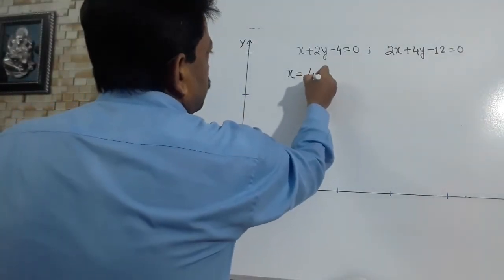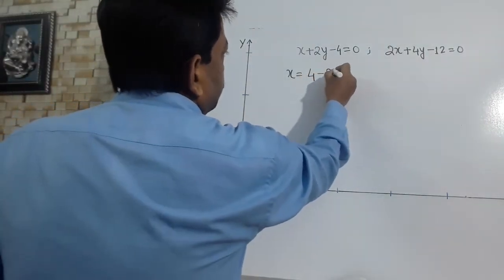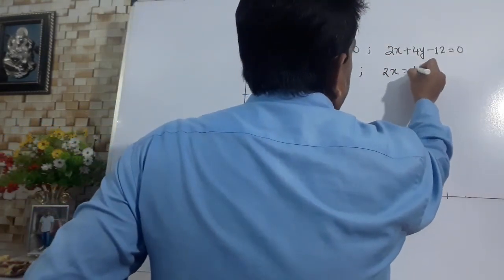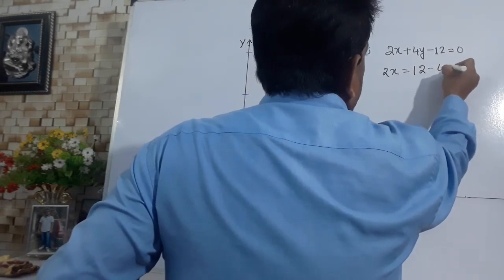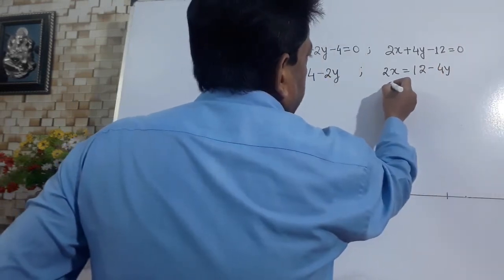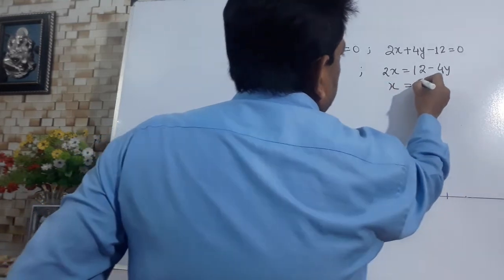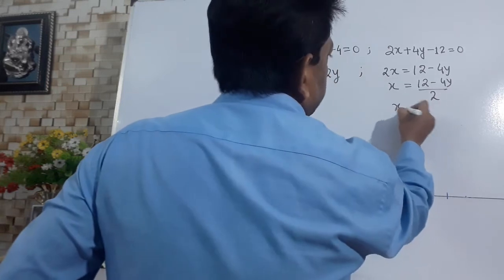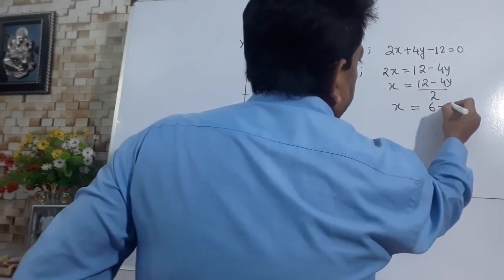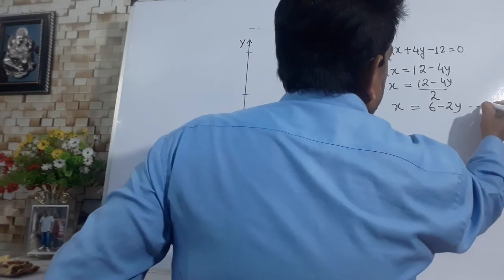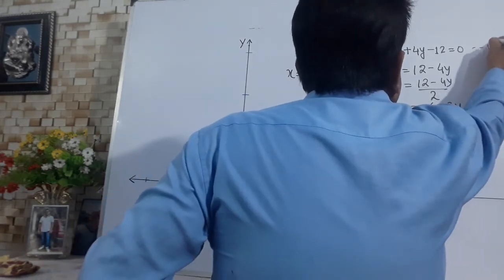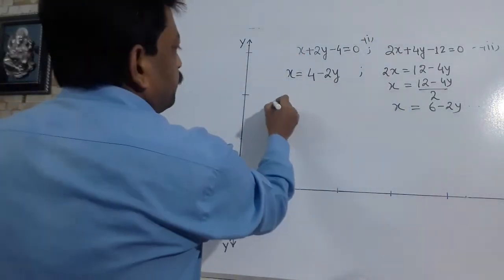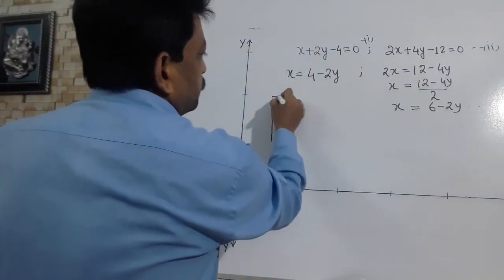So here it is x equals 4 minus 2y, and here it is 2x equals 12 minus 4y, or we can say that x equals (12 minus 4y) upon 2, or we can say that x equals 6 minus 2y. These are the two equations. Let me form their solution set.